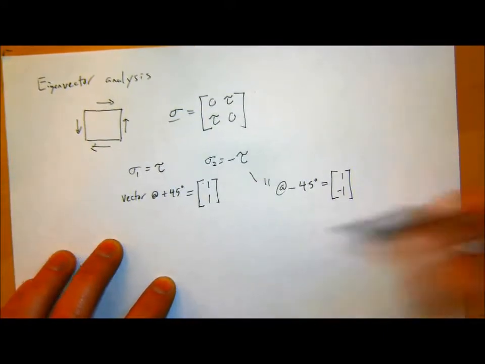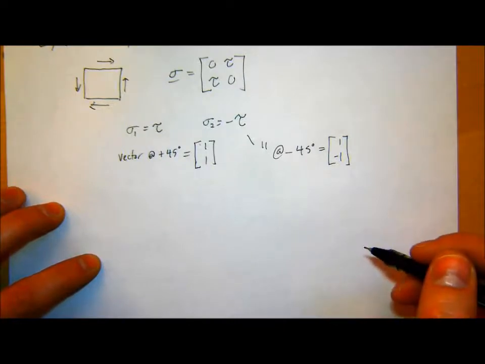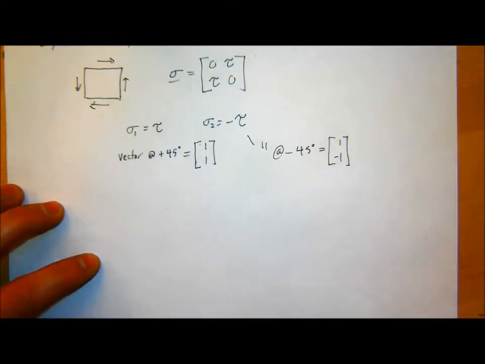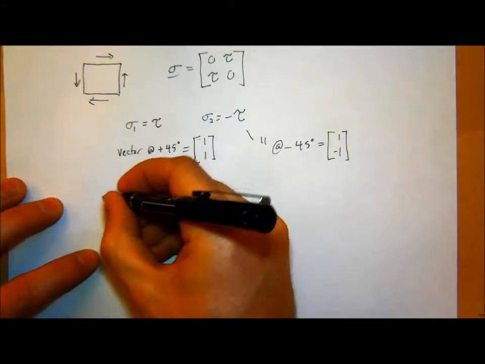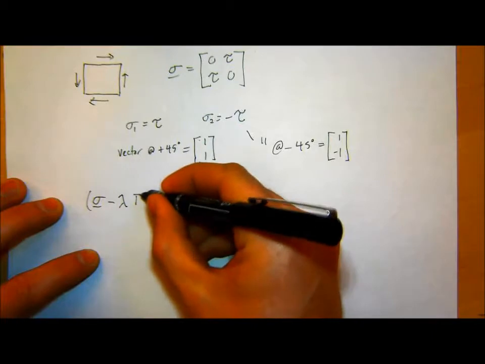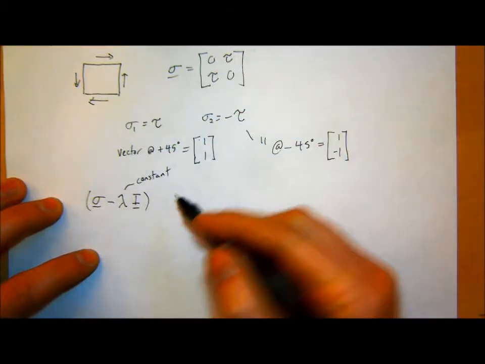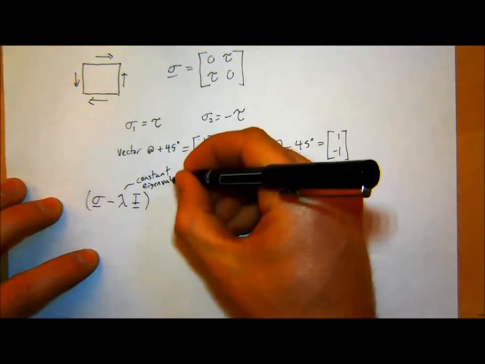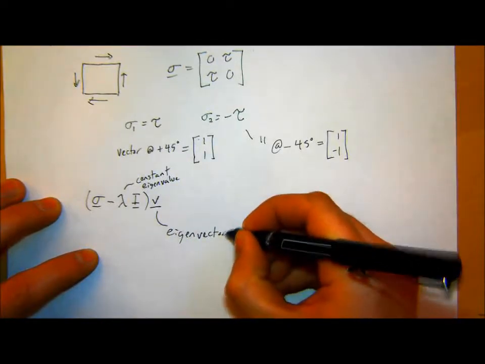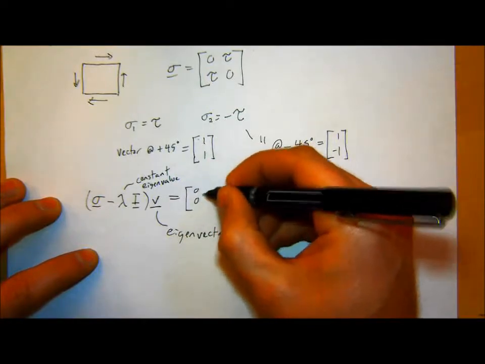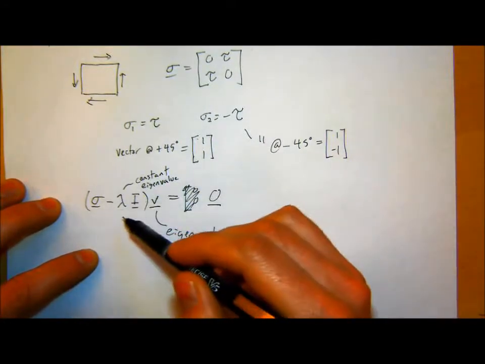Now, if you remember eigenvector analysis back from linear algebra, which maybe people do, eigenvector analysis, yay, nay, sort of. All right. So for our eigenvectors, we know that if we have some matrix, which I'm just going to call sigma here, minus some lambda I, where lambda is a constant, in this case, lambda is our eigenvalue, multiplied by some v, where v is an eigenvector, this should be equal to a zero vector of whatever size this matrix is. In this case, we're going to be looking for a zero, zero.